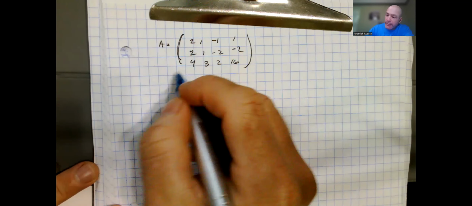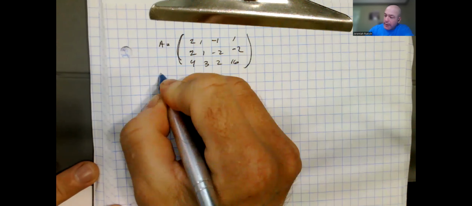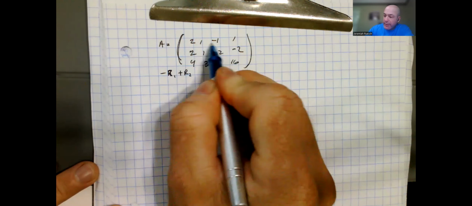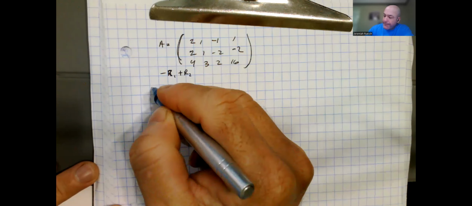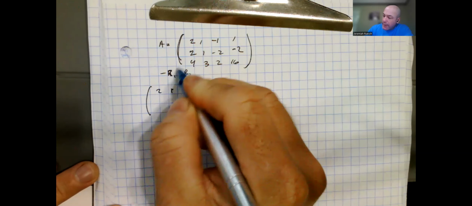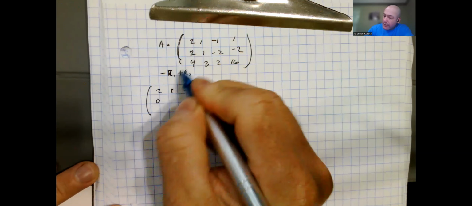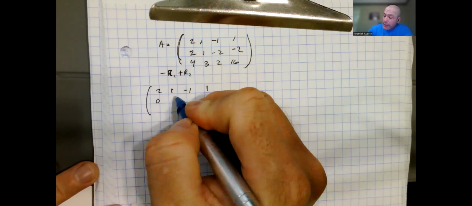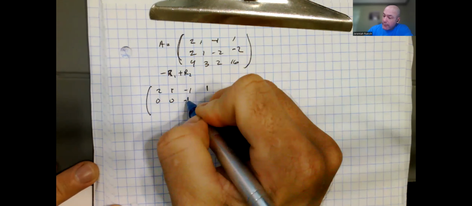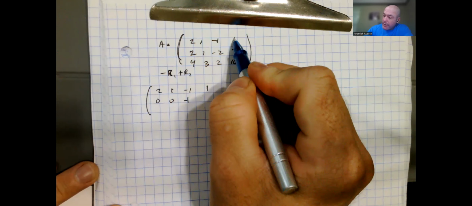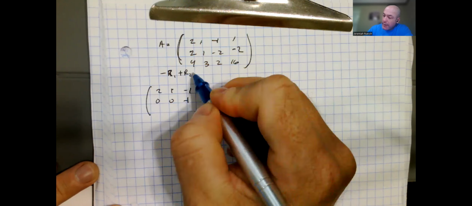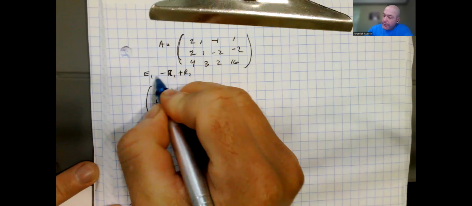And so to do that, I'm going to first take -1 times row 1 and add it to row 2. So I'm going to take the opposite of this and add it to this row. Okay. So 2, 1, -1, 1. And if I do that, -2 added to 2 makes that a 0. -1 added to 1 makes that a 0. A negative and a negative makes that a +1. Adding it to -1 makes it a -1. And making that a -1, adding it to a -2 makes that a -3. Okay.